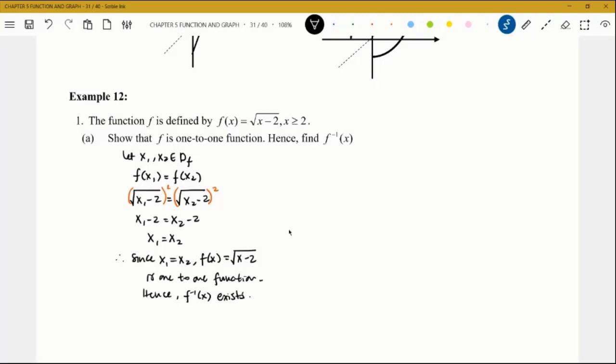Straight away we go and find f inverse. So as I said earlier, f of f inverse must be equal to x. So we replace the x here with f inverse. So we have square root of f inverse minus 2 equal to x. Okay, so to cancel out the square root, we need to square both sides. So f inverse minus 2 equals x squared. So f inverse equals x squared plus 2.